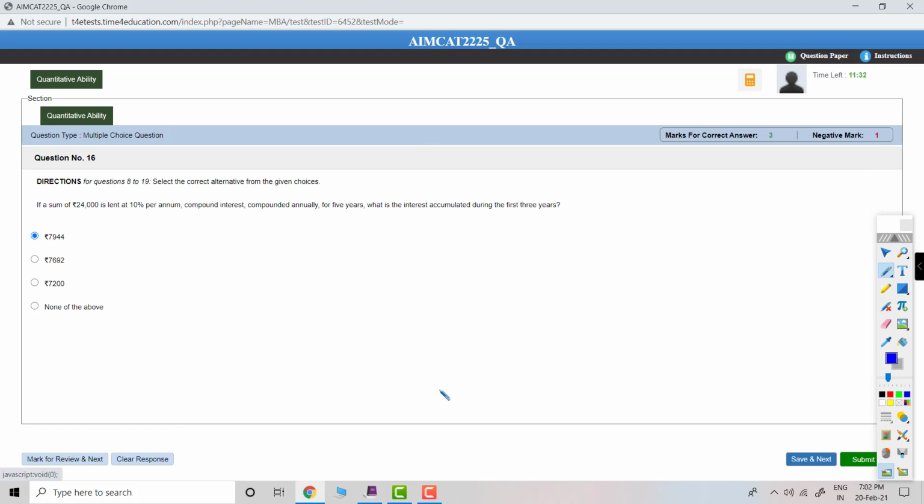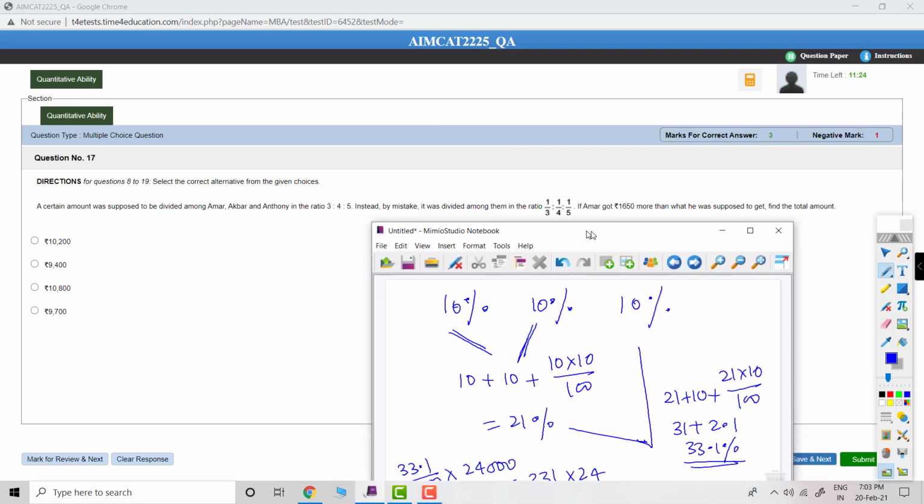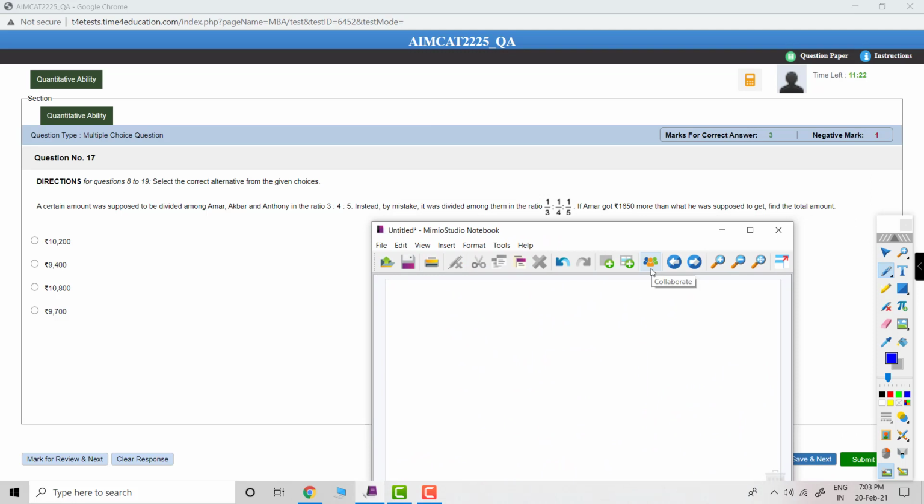Yes, let's move ahead. Now question number 17. Look here, we are left with 11 minutes now. Question number 17 looks easy. Initially Amar, Akbar and Anthony were supposed to get the money in a ratio 3:4:5.